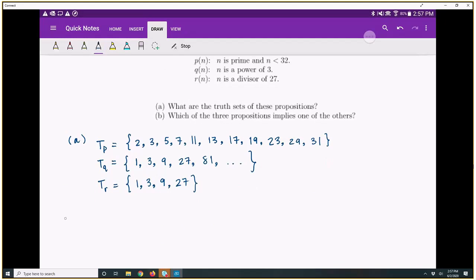Then part B of the question asks us which of the three propositions implies one of the other. Well, R implies Q. How do we know? Because the truth set of R is a subset of the truth set of Q. So that means if you are a divisor of 27, then you must be a power of 3. And that makes sense because 27 is 3 times 3 times 3.